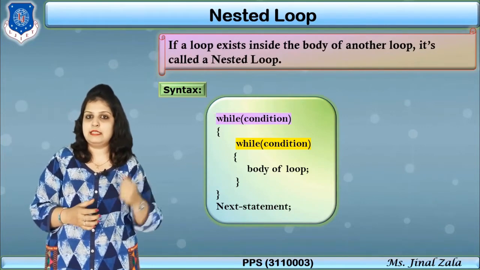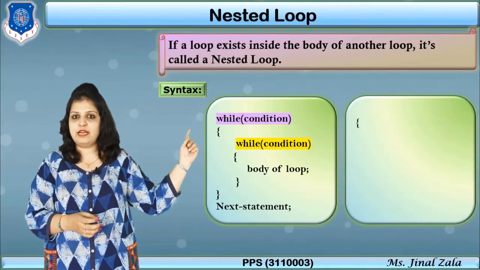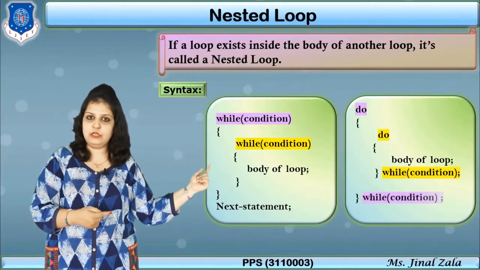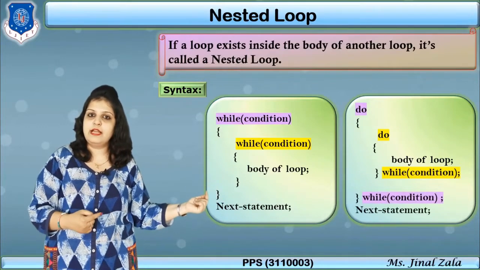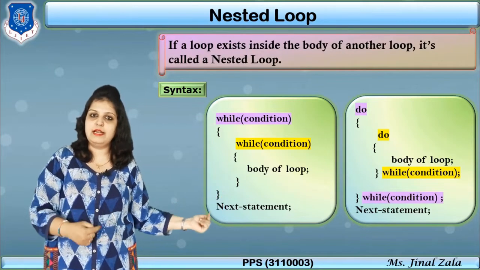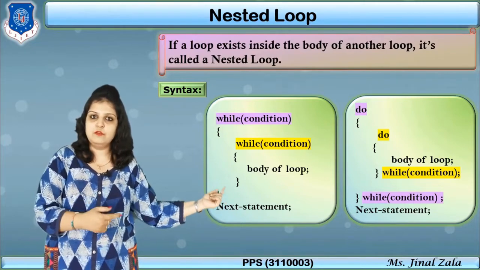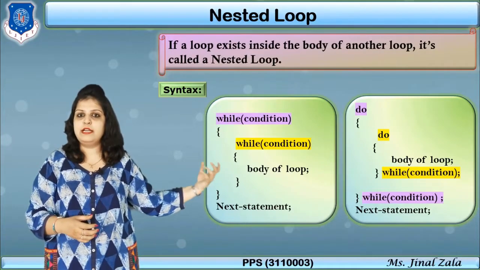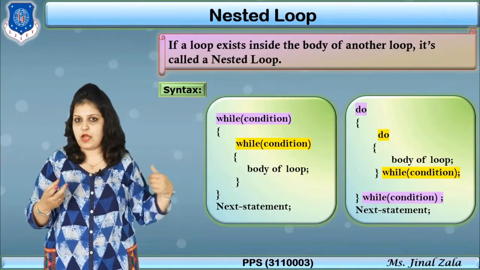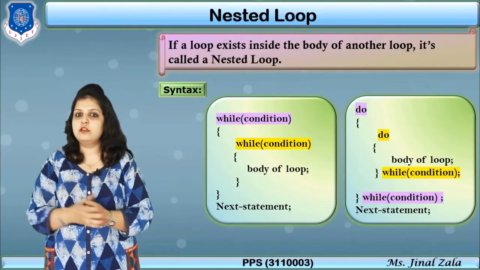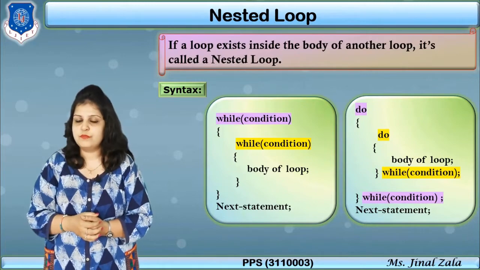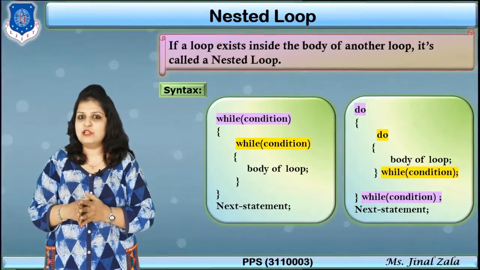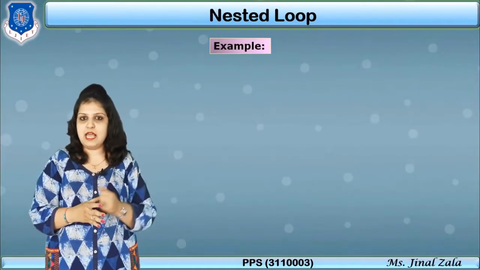Let's see the nested do while statement. First we write do, and in curly brackets again an inner do while statement. So write the do, then the body of the loop, then our inner loop's while condition, and then our outer do while loop condition, and then the next statement. Here I am writing only two nested loops, while and do while. We can also use the same concept for the for loop. Let's see one example to clear the idea about the execution of nested loop.